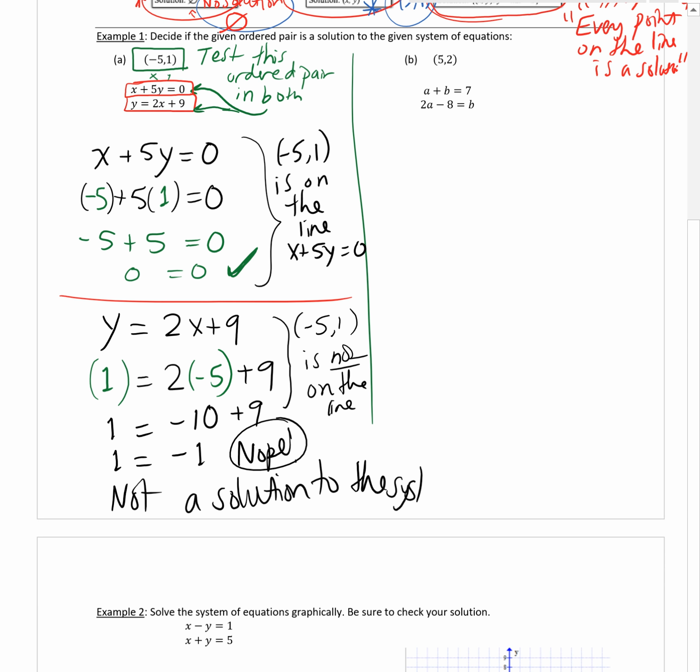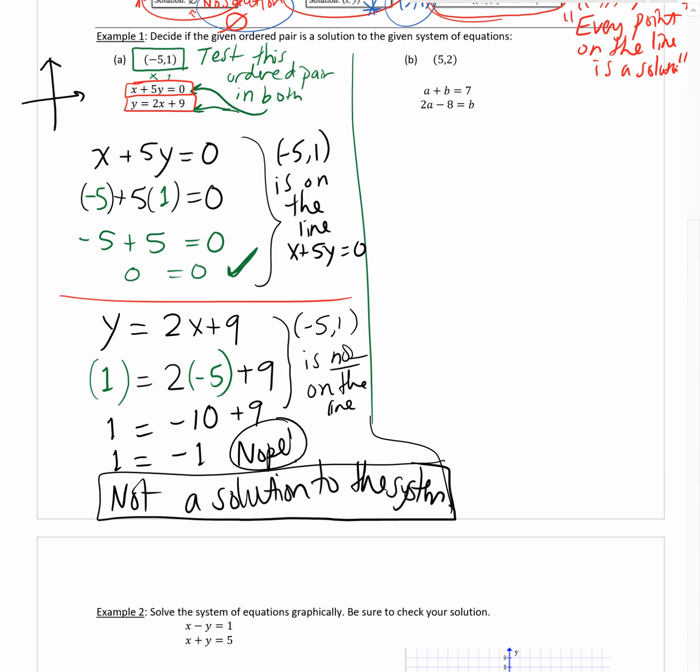That's unfortunate. So be careful. I mean, we tested it in the first equation and we got, oh yeah, it's a solution. That means it's only on the first line, but we found it's not on the second line. So I don't know what these lines look like, but just for example, let's say one line looked like this, and the other line looked like this. Since it worked on one line, that means it's a point on one but not on the other. So it's like this point here, for example. That is not a solution because what we're looking for is where they intersect.